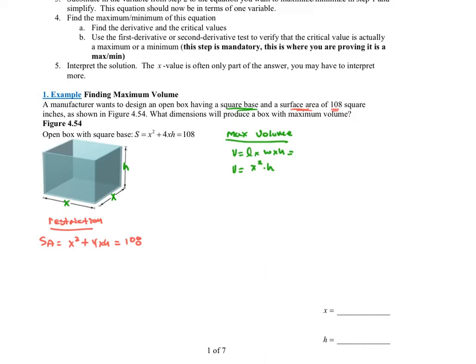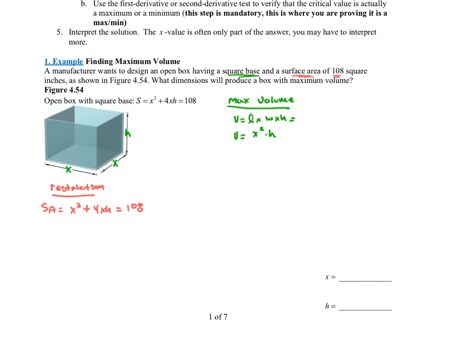So my material is my restriction, and volume is what I want to maximize. So what do I do at this point? I need to solve for one of the variables in terms of the other. In this case, because we have an x squared in this one, I'm going to solve for h. I think h would be the easiest thing to solve for. So to solve for h, I'm going to subtract x squared from both sides. I have 4xh equals negative x squared plus 108. And then I'm going to divide everything by 4x, and I'm going to have h equals negative x squared plus 108 all over 4x.